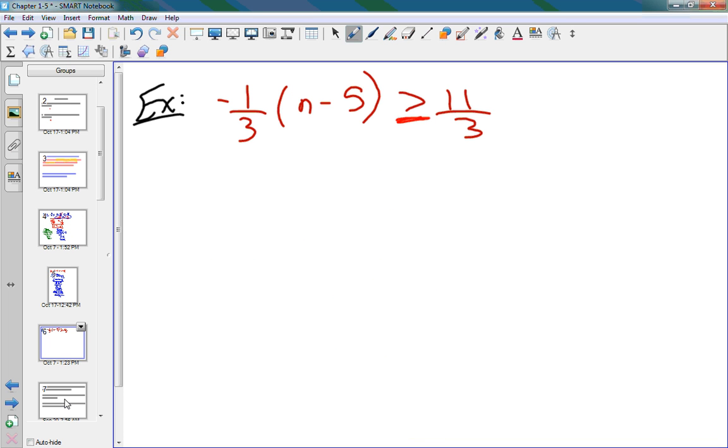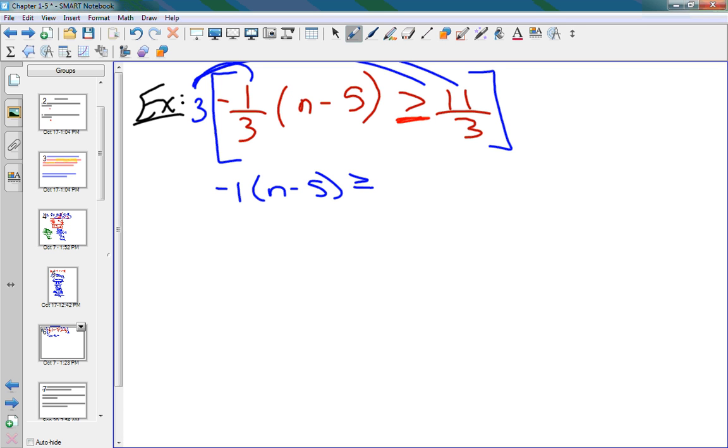Okay, what about this one right here? I have -1/3 times the quantity n-5 is greater than or equal to 11/3. Now I need to go ahead and get rid of that fraction. How do I get rid of that fraction? I'm going to multiply by what? I'm going to multiply by 3. Okay? So that gives me -1 times n-5. Go to the sign. Do I flip the sign? No, the sign stays. Go across. 11/3 times 3 gives me 11.